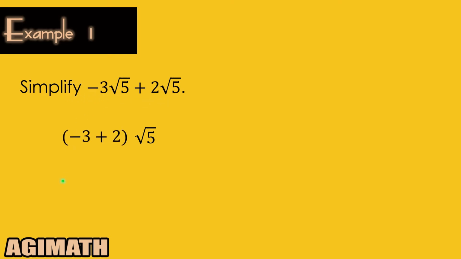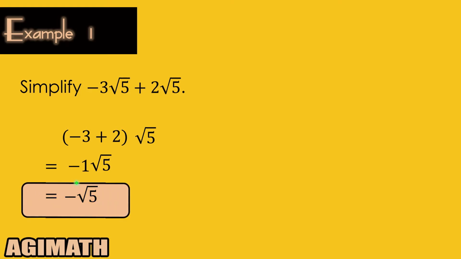So we are going to combine negative 3 plus 2. But what is negative 3 plus 2? That is equal to negative 1. And then just copy the square root of 5. Now, in mathematics, to make it more beautiful, we can just have negative square root of 5. So we just omit 1 to make it more beautiful, and that's it.